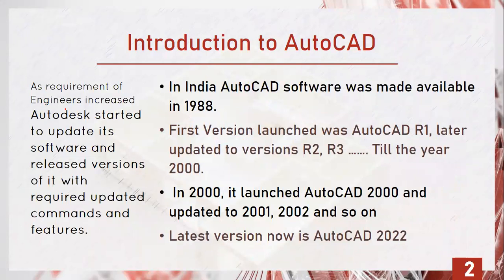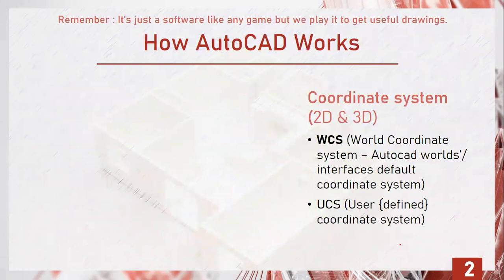But in India, AutoCAD came in 1988. The first version that AutoCAD launched was R1, later updated to versions R2, R3 till the year 2000. In 2000, it launched AutoCAD 2000, the updated version, and it updated to 1, 2, and so on. And the latest version of AutoCAD is 2022. But in this session, we'll be using AutoCAD 2017. Now let's directly jump into the software.